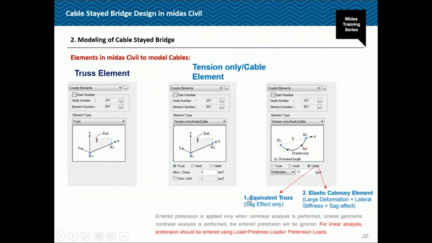First, if you perform a linear analysis, then the cable element would be converted to equivalent truss, where it will consider the sag effect of the cable. When you are performing a geometric nonlinear analysis, that time this cable element would be converted to elastic catenary element, where you can accumulate the large deformation and the large lateral stiffness and also consider the sag effect.